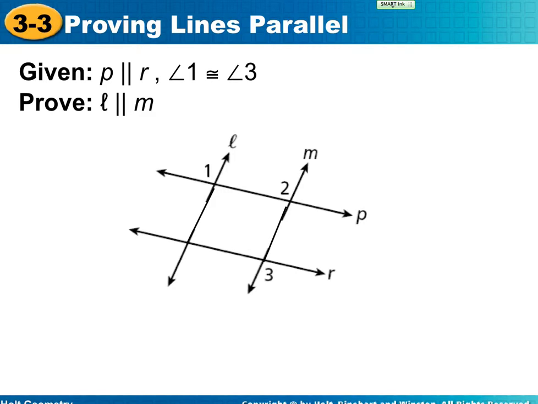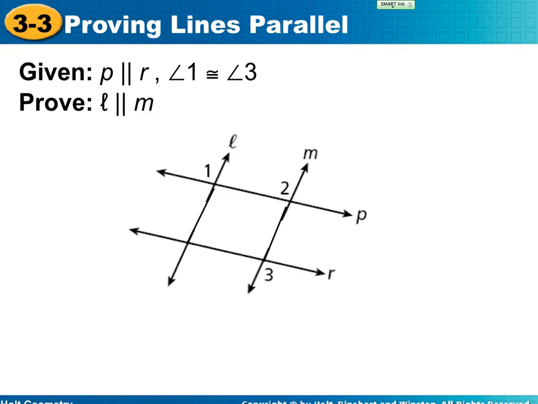P and R are parallel. Angle 1 is congruent to angle 3. How can we prove that L and M are parallel? Okay, let me start you out. P parallel to R. That's given. I'm making it look formal because it actually is set up in that way. Statements over here, reasons here.